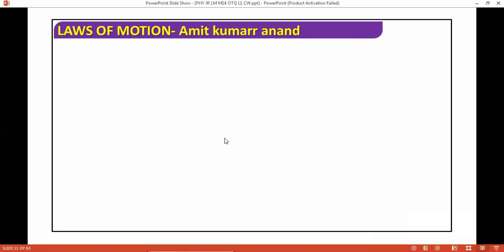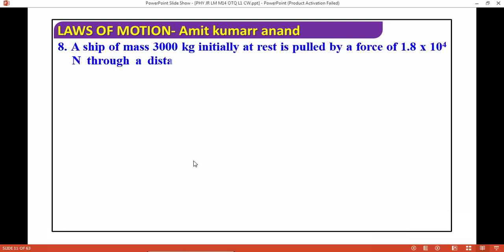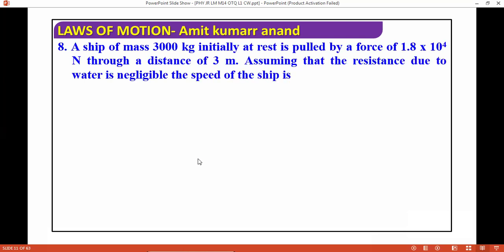Yes. Next question: a ship of mass is initially at rest, pulled by a force of 2 newtons through a distance of 3 meters, assuming that the resistance due to water is negligible. The speed of the ship? This is a very beautiful question. The mass is 3000 kg, initially at rest, pulled by this force. So you are applying the force, and the mass is this. From here, can you say the acceleration?